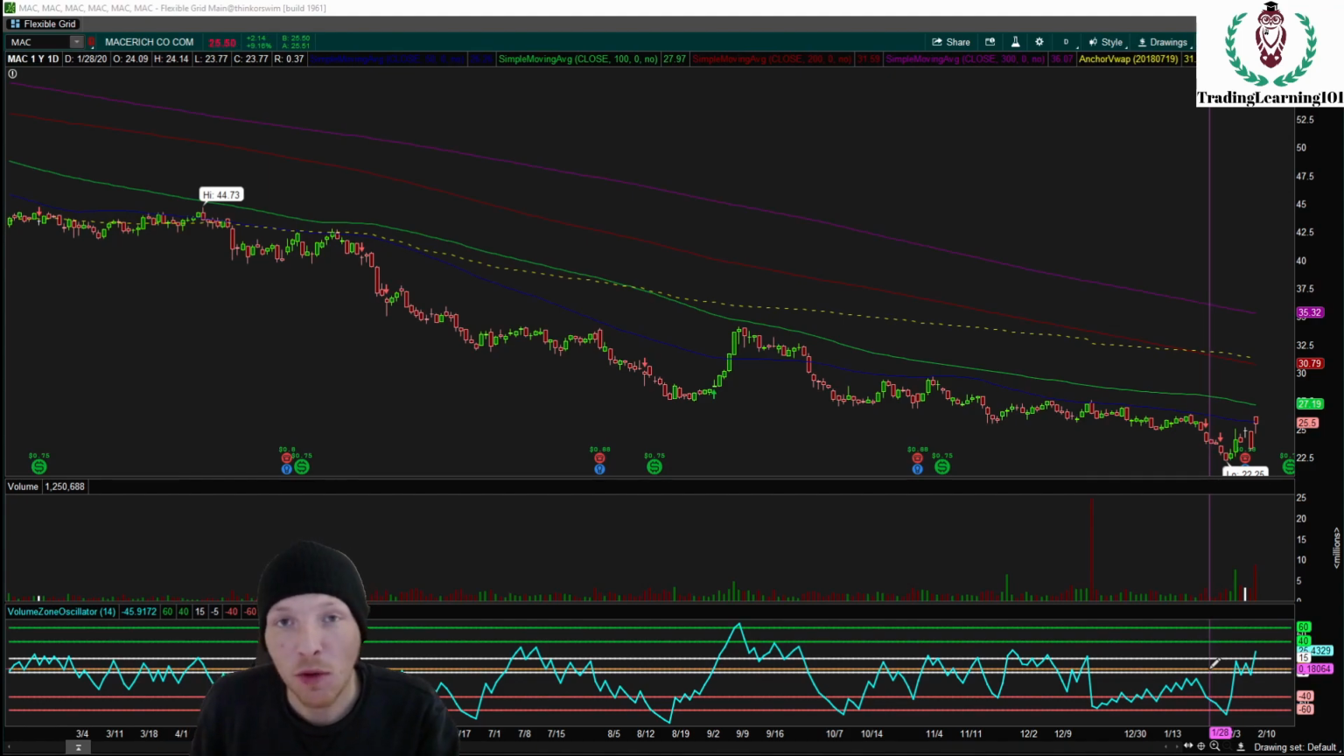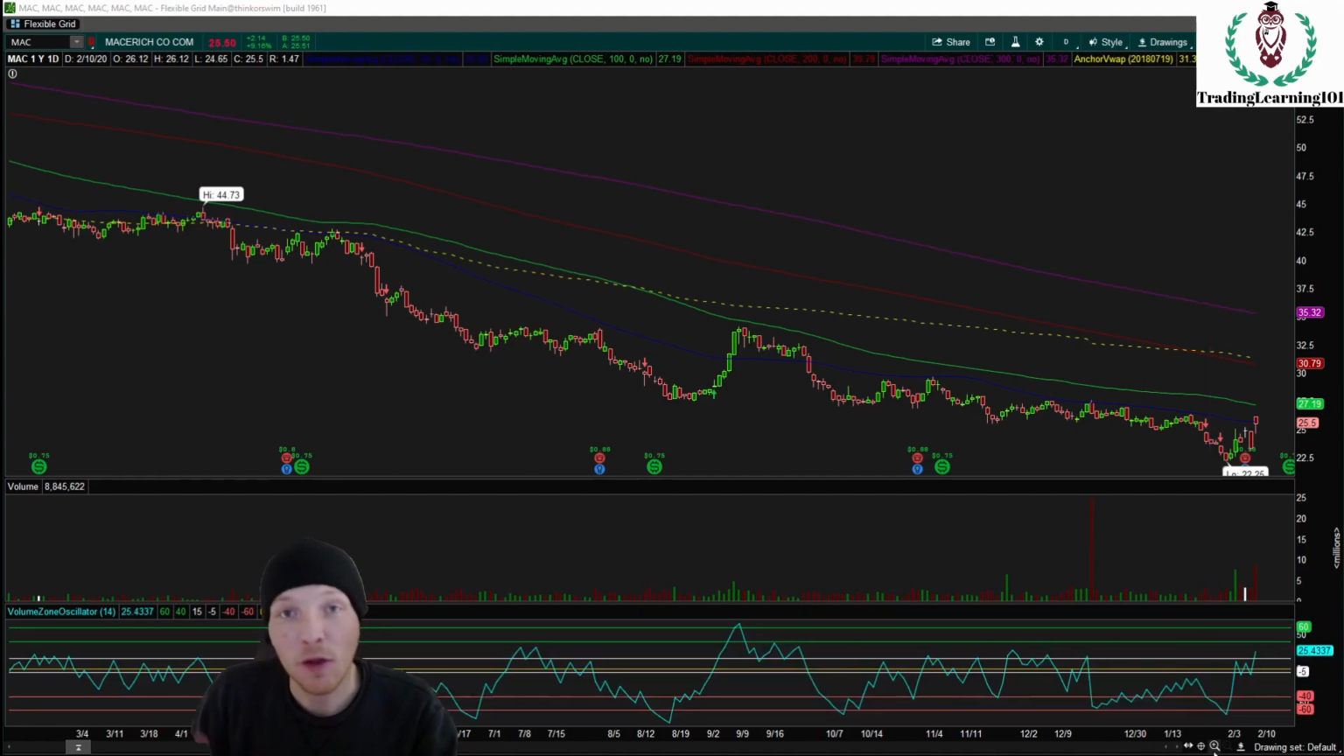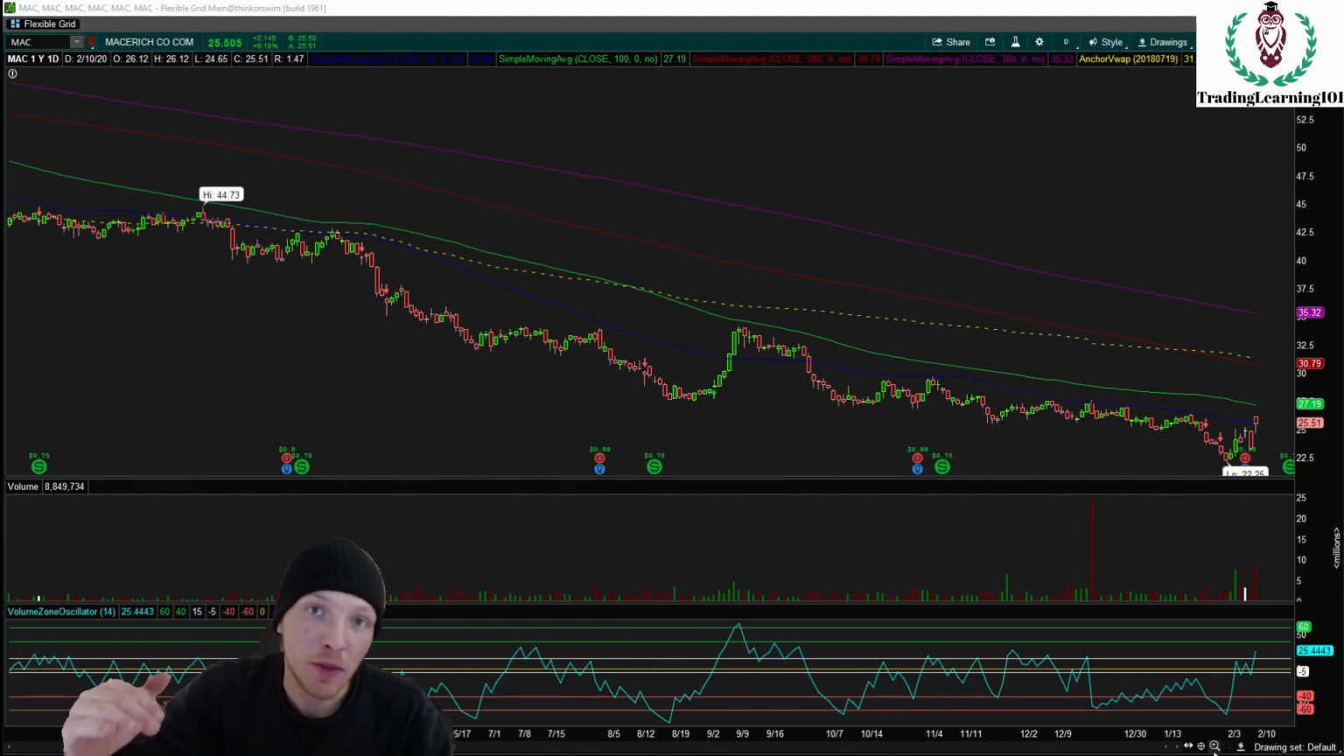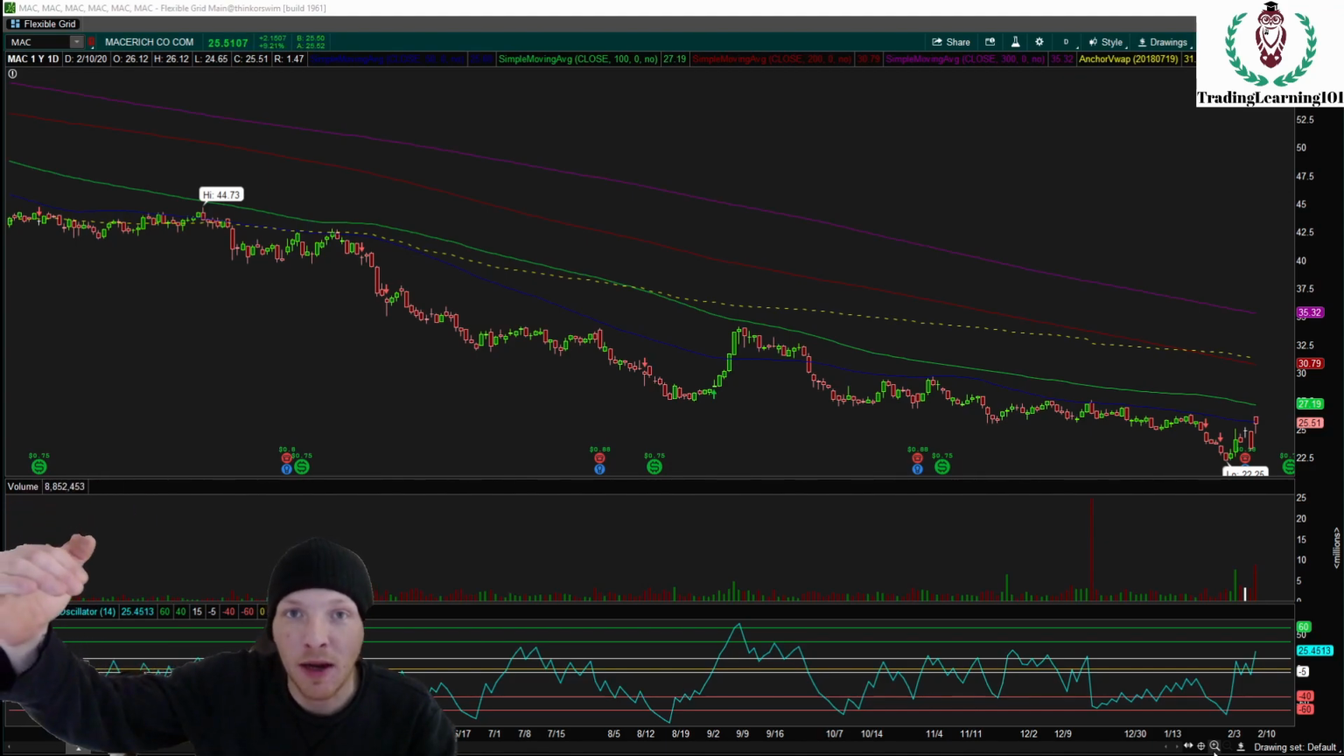When the volume zone oscillator falls below this zero line, the next levels that we have are the -60 and -40 lines. Watch for it to bounce off of those lines and then back up to the zero line. And then when momentum comes into the stock, it'll cross over that zero line and up into positive territory.